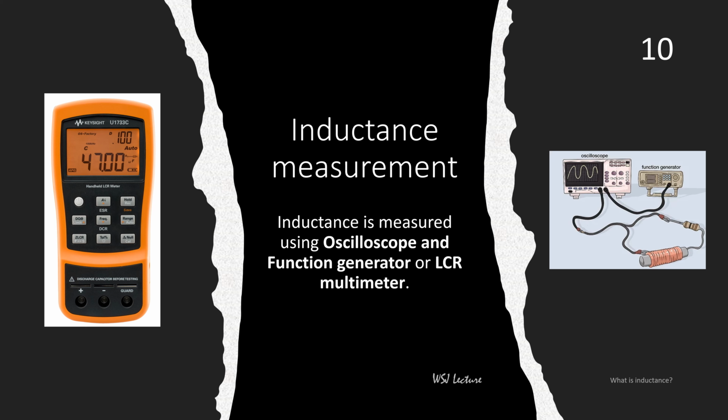Inductance measurement. The inductance is measured using an oscilloscope and function generator connected together, or using an LCR multimeter. In LCR multimeter, L stands for inductor, C stands for capacitance and R stands for resistance. So using this LCR multimeter you can measure the inductance of an inductor.